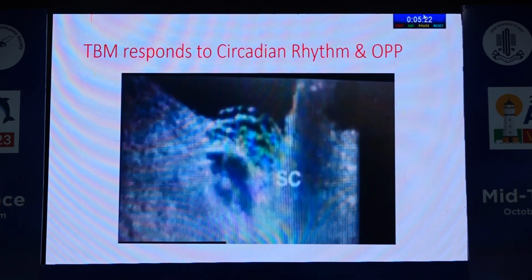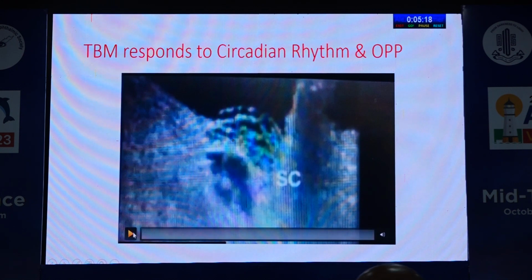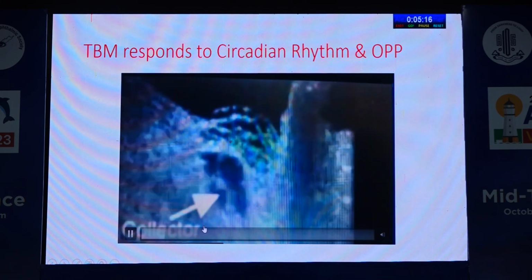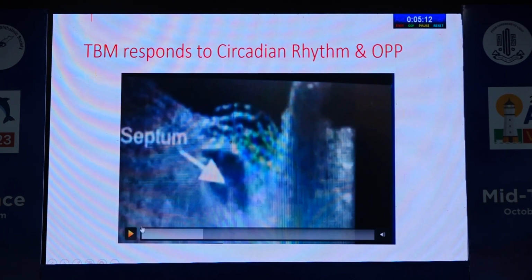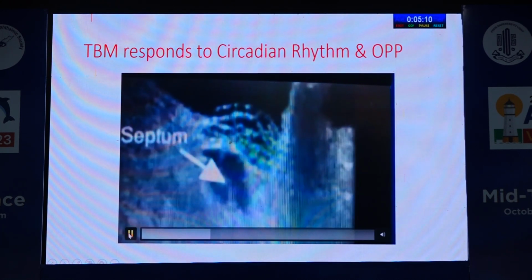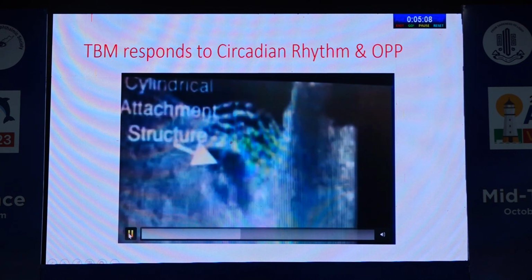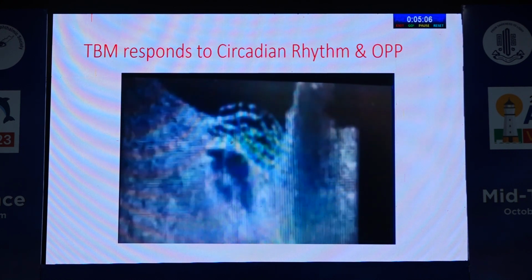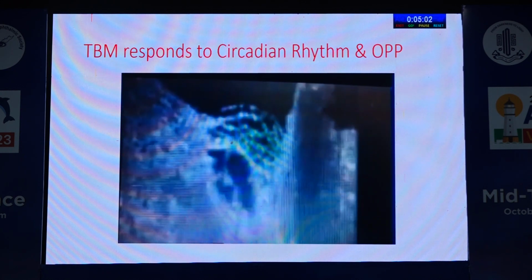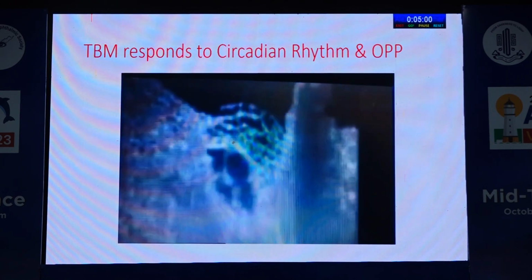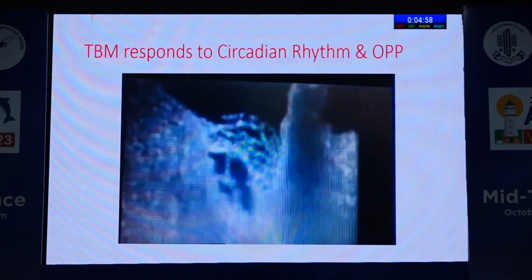The trabecular meshwork also responds to circadian rhythms. That is why the intraocular pressure is unstable, unstable from hour to hour, day to day, week to week, even over years. So the trabecular meshwork responds to the circadian rhythm.